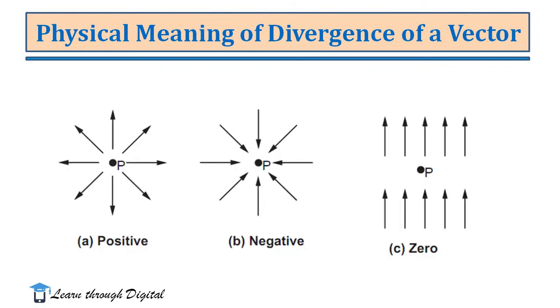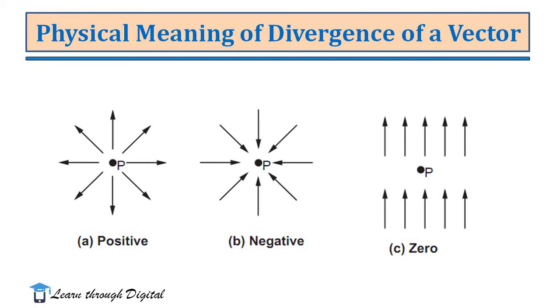This is illustrated in this figure. The first figure, A, represents positive divergence. The divergence of the vector field at point P is a measure of how much the field diverges from that particular point. If the field is diverging from the point P, then the divergence is positive. In the second figure, all the field lines are converging at point P. Therefore, it is a negative divergence at point P. It means that there is the presence of a sink. Positive divergence indicates the presence of a source. Negative divergence indicates the presence of a sink.